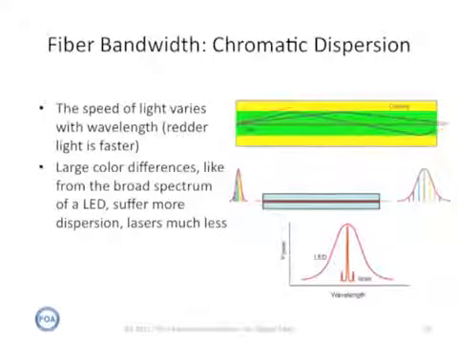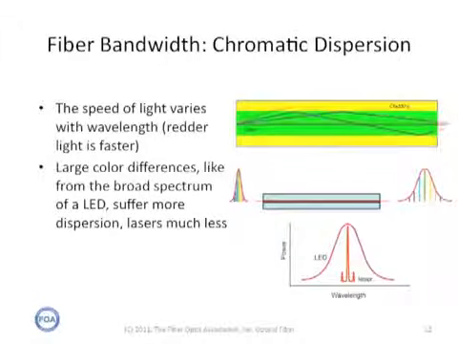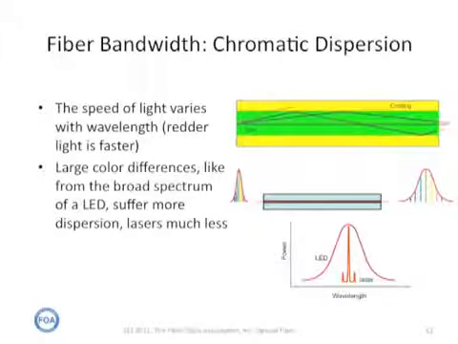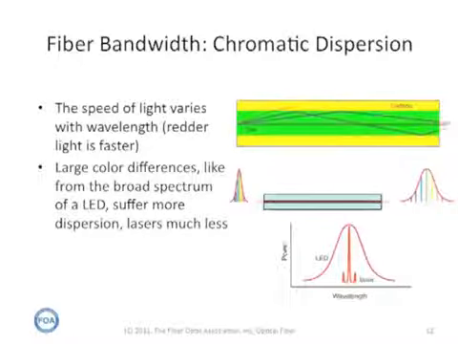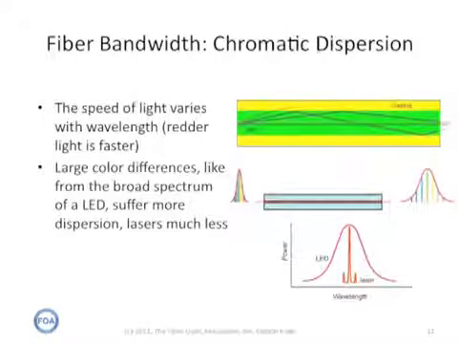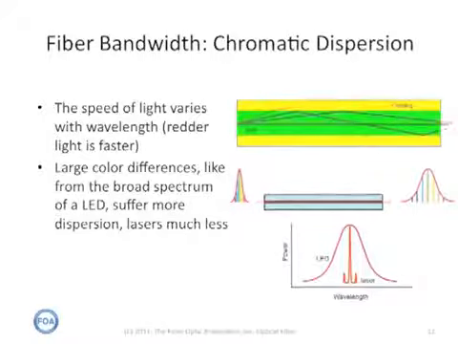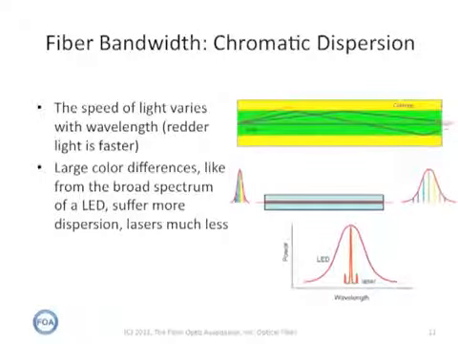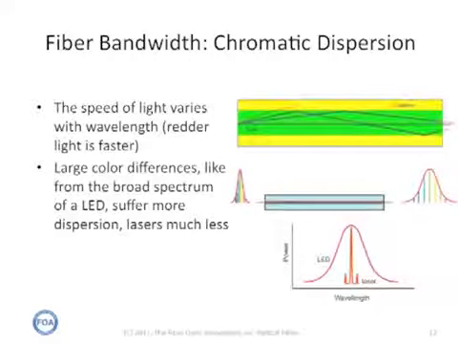Both single mode and multimode fiber suffer from chromatic dispersion. That's caused by the fact that different colors or wavelengths of light have different speeds through the glass core of the fiber. In actuality, the red light travels through the fiber faster than the blue light.